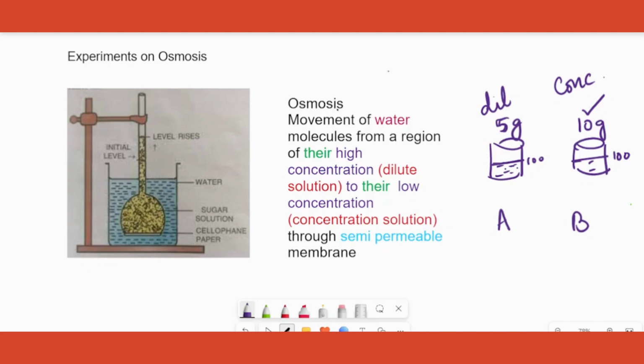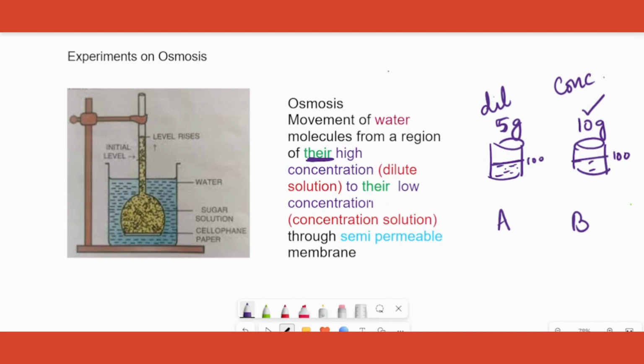Now read the definition of osmosis. Osmosis is movement of water from where the concentration of water is high to where the concentration of water is low. That's why I have marked this word there. Please read the statement again: movement of water from a region of higher concentration. There means what? Water's high concentration to where water is less or low concentration of water.